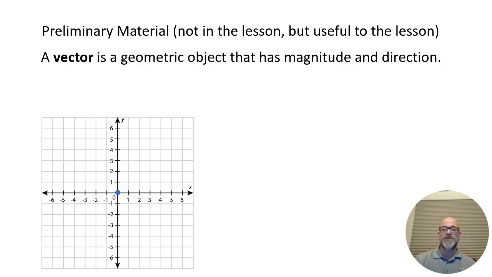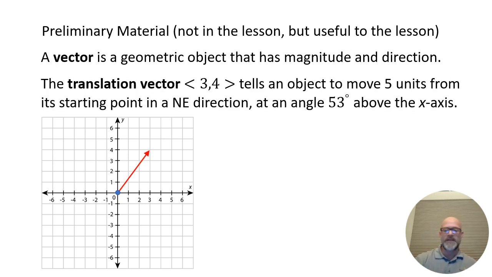A vector is a geometric object that has both magnitude and direction. Specifically, we're going to be looking at translation vectors. A translation vector tells an object which way to move and how far to go. So look at the blue dot. It's hovering at the origin. This red translation vector tells the blue dot which way to go, namely northeast, and it tells the blue dot how far to go, namely 5 units in this direction.